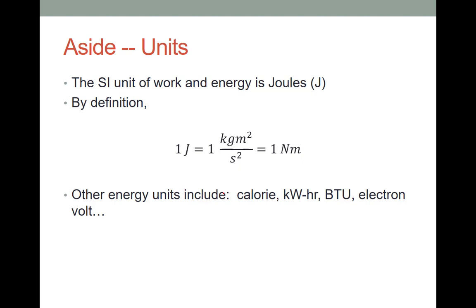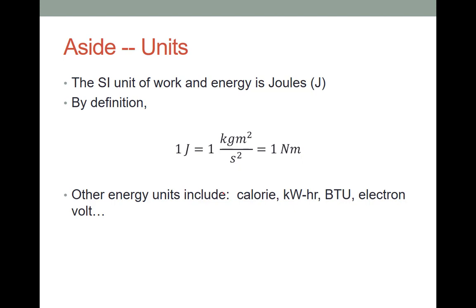Before we jump into what exactly work is, we're going to take a little aside here and talk about units. The SI unit of work and energy is joules. By definition, 1 joule is 1 kilogram meter squared per second squared, or you might see it written as 1 Newton times a meter.